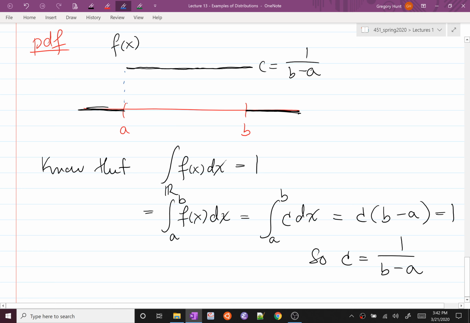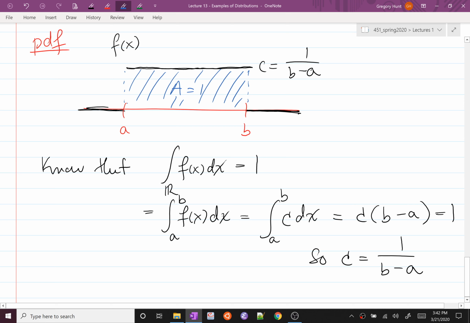Another way of thinking about it is that the area under this curve has to be 1. I'd say the integral of my density over the support has to be 1. That's saying the area under the density curve has to be 1, just the same way that the sum of the probabilities over the support has to be 1. And so that area has to be 1.